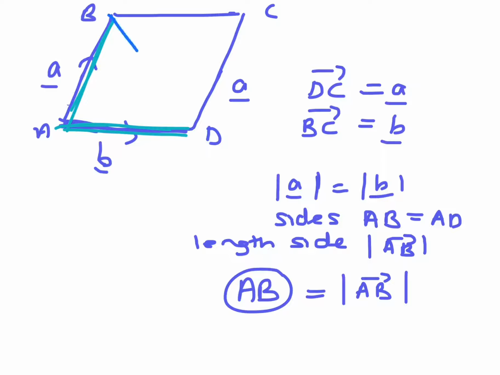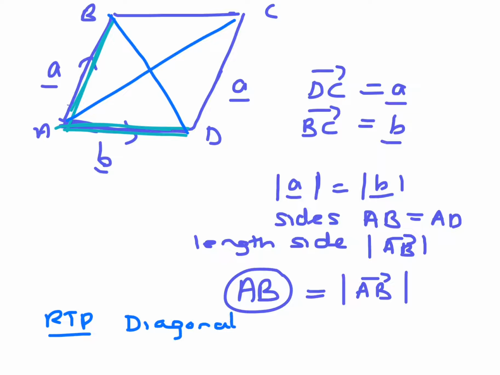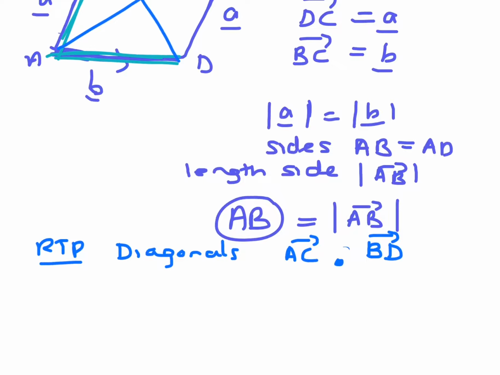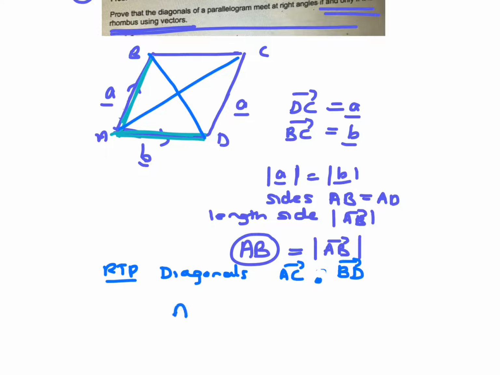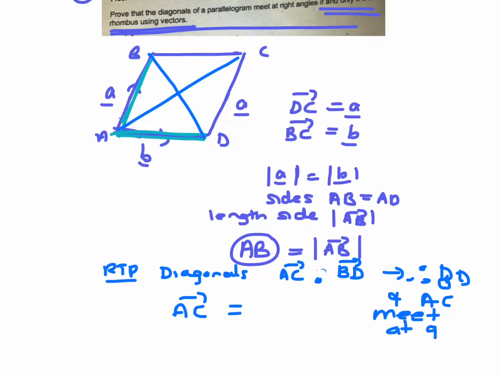So let's look at the diagonals, because that's what we're talking about. Required to prove, we want to prove that the diagonal AC is perpendicular to the diagonal BD. So we're going to do it as the dot product. Okay, so let's find what AC is. So if I can do that, then BD and AC meet at 90. That's what we're trying to prove.